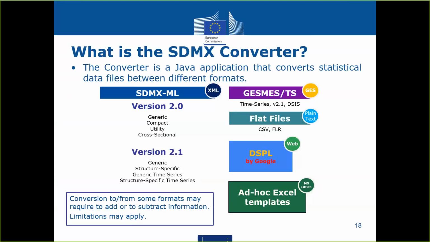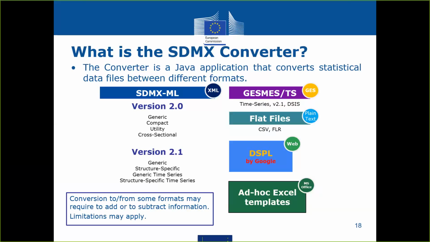Generic is the generic one. Compact is the reduced version of SDMX-ML. So it's compact, as the name says, so it's less easy to understand for a human eye. But in principle, it tries to reduce the weight of the data that is going to be exchanged, and it was created especially for large data files. So if you are exchanging a large data file, you might consider using the compact.